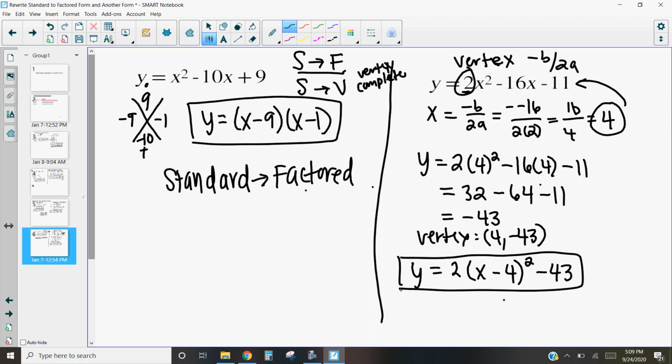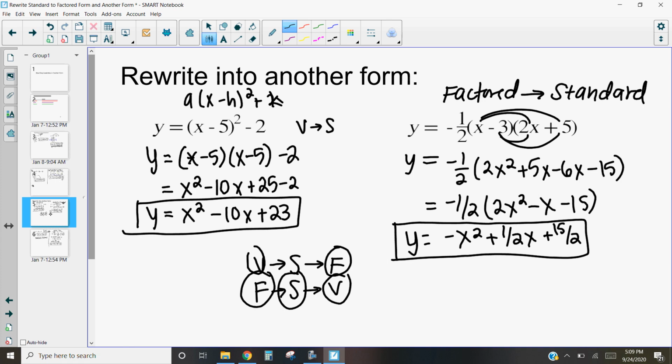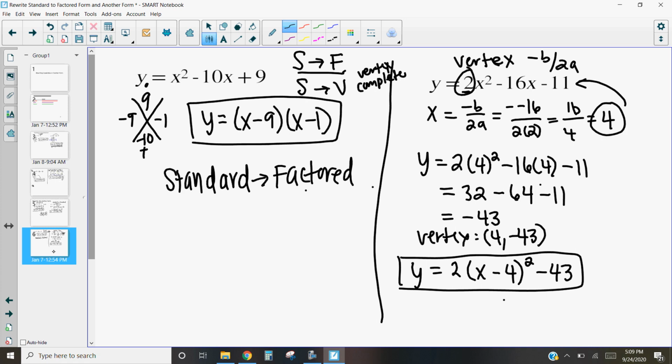So remember, we can change from one form to another. All we have to do is rewrite it. If we are in vertex form or factored form, it's so easy just to change it into standard form by multiplying. If we are in the standard form, we can either change it to vertex form or factored form, depending on what's easiest and what we want to do, but either method will work great. So that is how we are going to rewrite from one form to another.